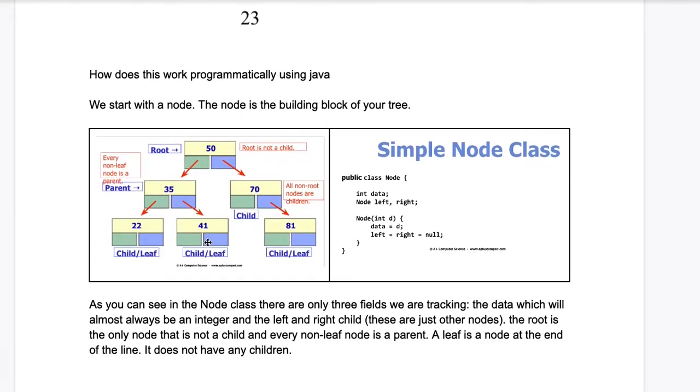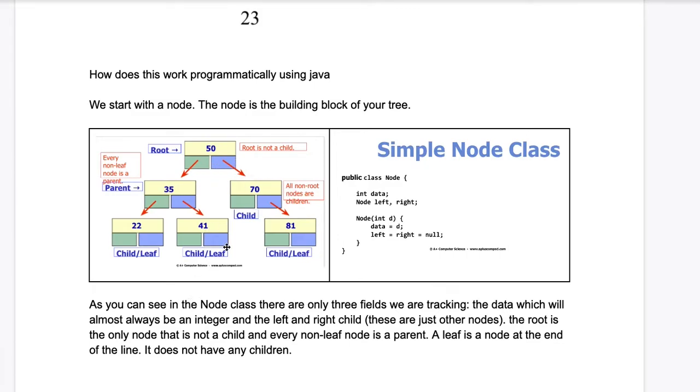As I mentioned, trees are really just made up of a bunch of nodes. This is what your node class would look like programmatically. Not a whole lot, pretty simple, just 3 fields: one to keep track of your data, which is that integer, and then a pointer to a left and a right child, which are just more nodes in the tree. So here's an example where you have a value of 50 and a left and a right node that you would point to.